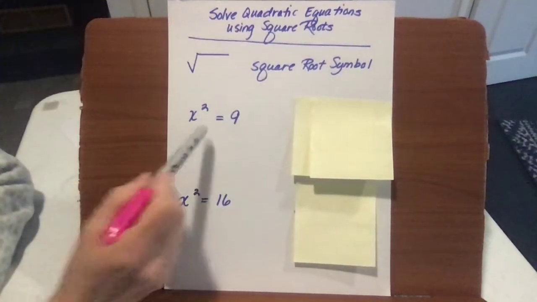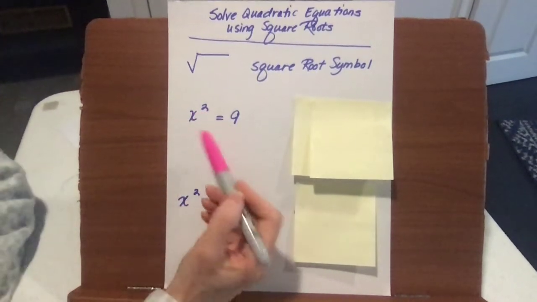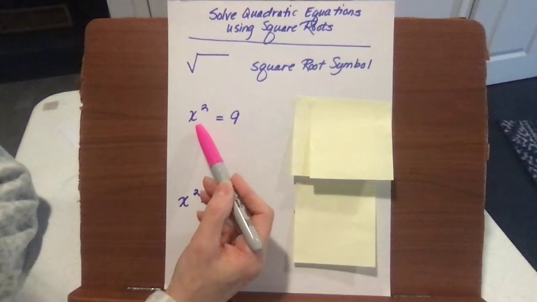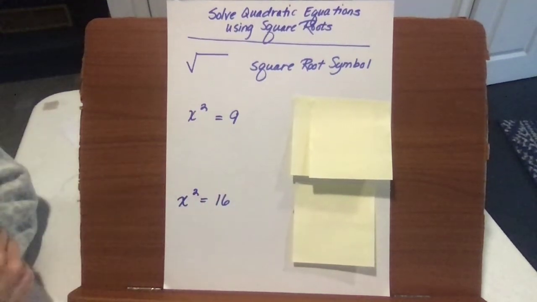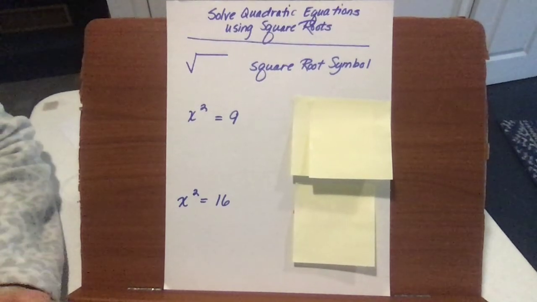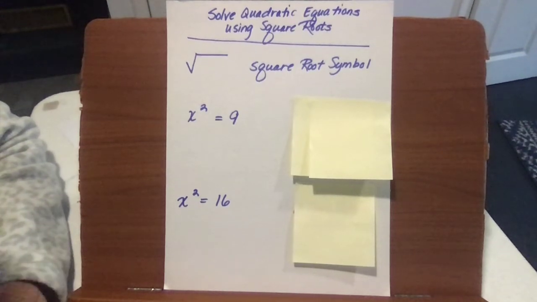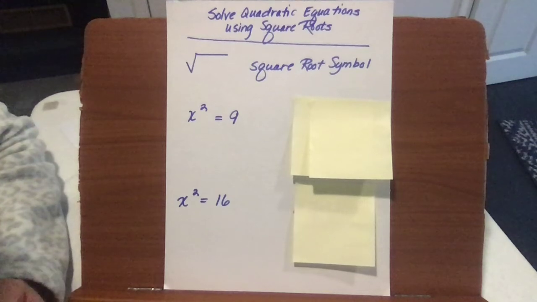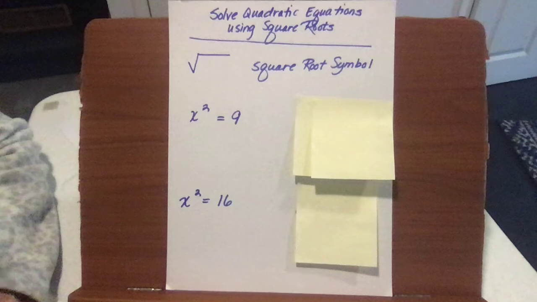Now, the first one we're going to tackle is x squared equals 9. Whenever you have a square, that means you have a quadratic equation. If that's the highest power in your equation, then you have a quadratic. If it's just like y equals x plus 1, the power on x is 1, so it's a linear equation, not quadratic. As soon as the highest power is 2, it's a quadratic equation.